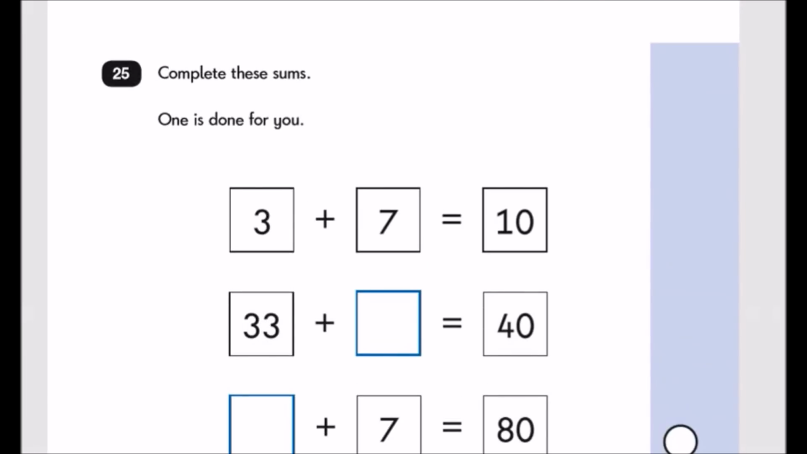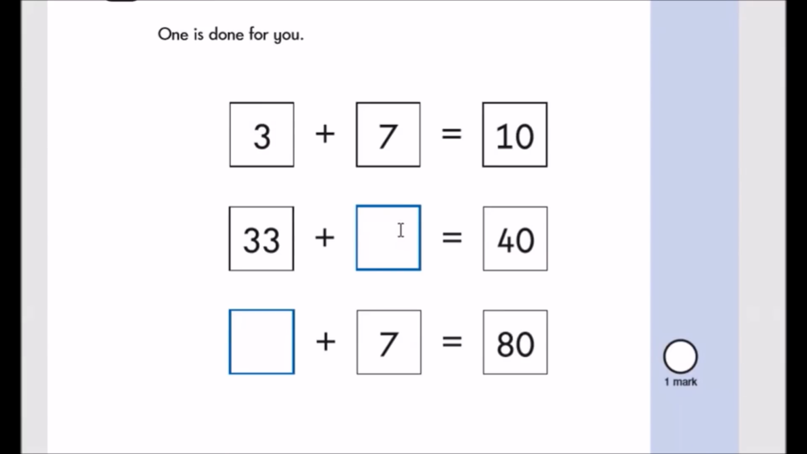Number 25. Complete these sums, and one is done for you. So we got 3 add 7 is 10. 33 add something is 40. If we look carefully, it seems to be going up in a pattern. All they did is add an extra 3 tens here, so you must add 3 tens here to get 40. So it must also be 7 because the number hasn't changed.